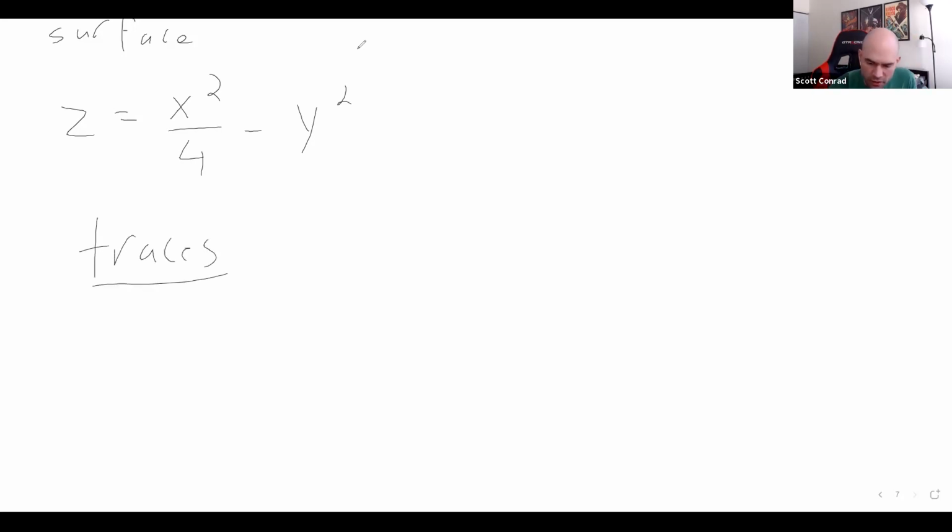So let's look at the traces. The traces are going to be x equals k, y equals k, z equals k. So x equals k are going to be planes parallel to x equals 0, which is the YZ plane. And you can just let k be whatever, and we'll graph a generic one.